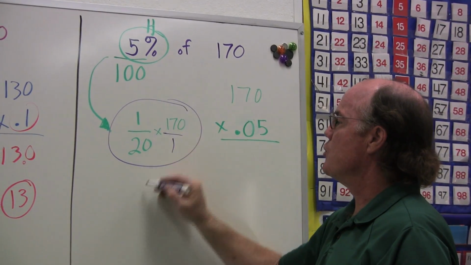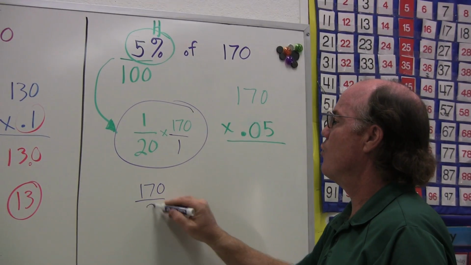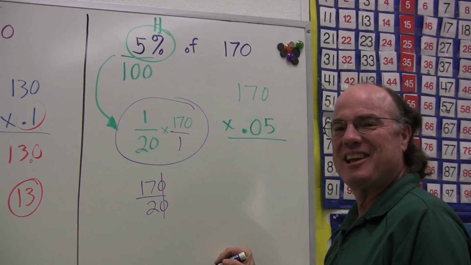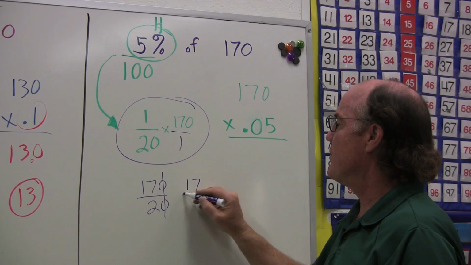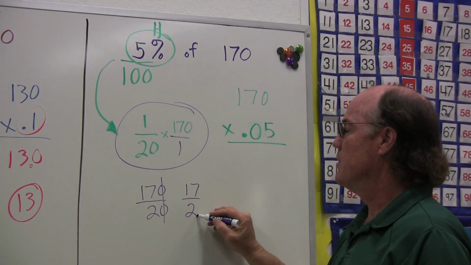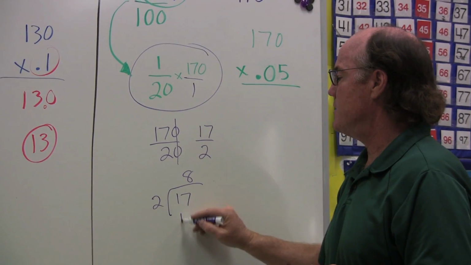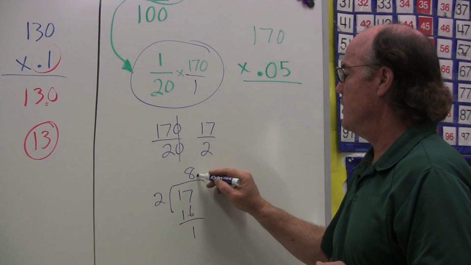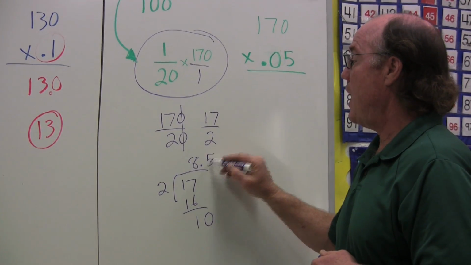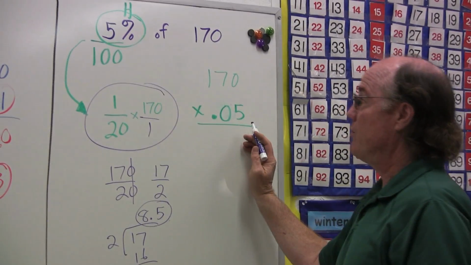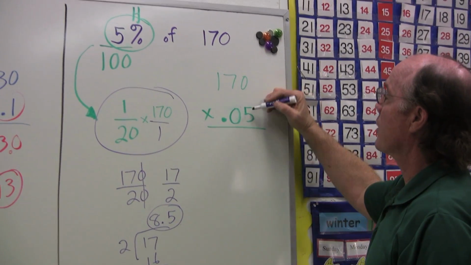Now, so this is 170 over 20. Okay, now watch this. Cancel that. So we have 17 over 2. And so we go 2 into 17 is 8, 16, 1, decimal, 0, 8.5. So this should be 8.5. So let's see how it works.